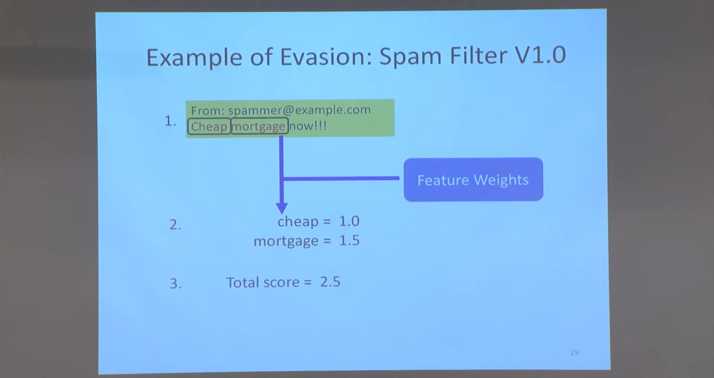What you can see here is that if you have spam, you can train, for example, a bag of words classifier, assigning some weights to the words, and then you get some scores, and by comparing with some threshold, you can find out this is spam. This is what we call spam filter version 1.